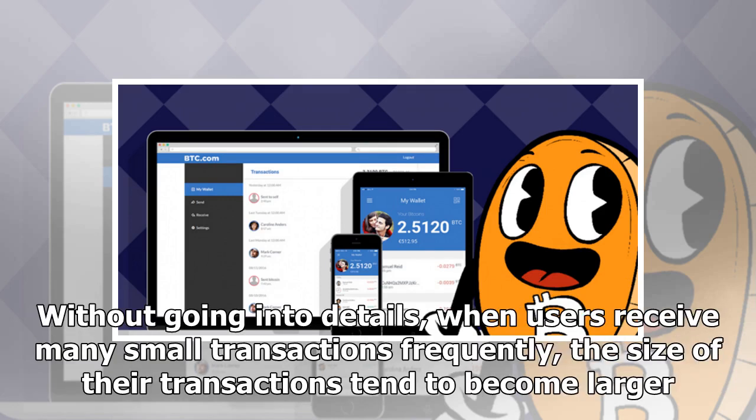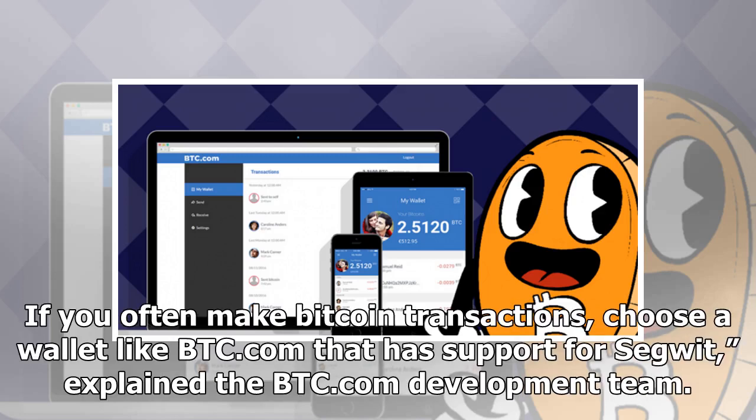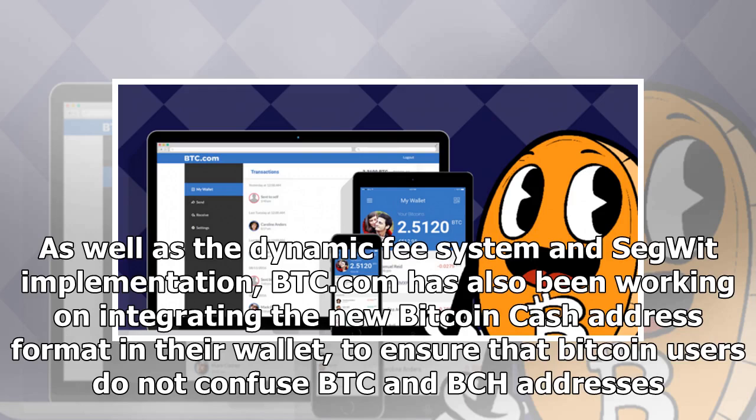Without going into details, when users receive many small transactions frequently, the size of their transactions tends to become larger. "If you often make Bitcoin transactions, choose a wallet like BTC.com that has support for SegWit," explained the BTC.com development team. As well as the dynamic fee system and SegWit implementation, BTC.com has also been working on integrating the new Bitcoin Cash address format in the wallet, to ensure that Bitcoin users do not confuse BTC and BCH addresses.